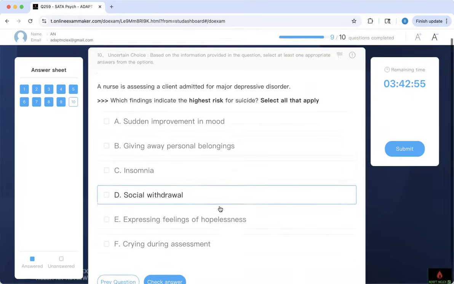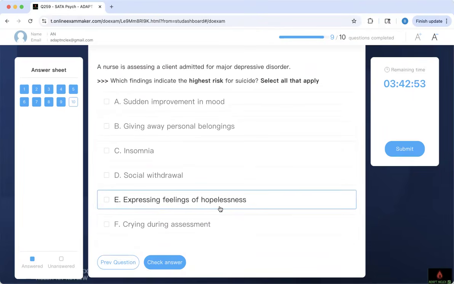And the last question. This question is testing your knowledge. Straightforward depression question. I know you got it. And this is assessing the client admitted for major depressive disorder. Which finding indicates the highest risk of what? Suicide. You see the words, the highest risk of suicide. All of them may indicate suicide, but the highest one, select one.